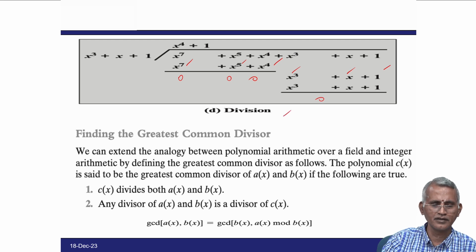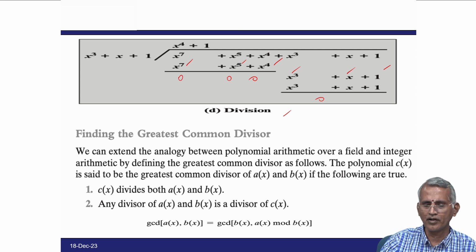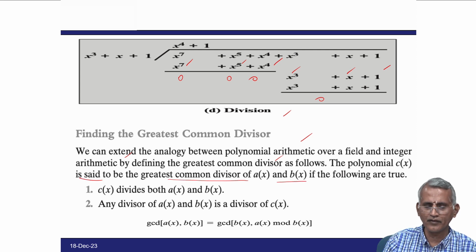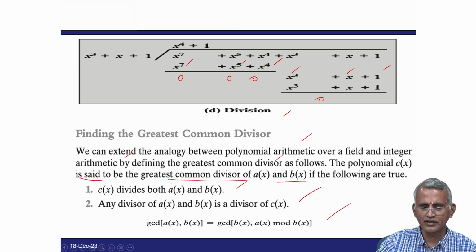Now, next we look at the greatest common divisor. We can extend the analogy between polynomial arithmetic over a field and integer arithmetic by defining the greatest common divisor as follows. The polynomial C of x is said to be a greatest common divisor of A of x and B of x if C of x divides both A of x and B of x, and any divisor of A of x and B of x is a divisor of C of x. Therefore, the GCD of A of x, B of x is the GCD of B of x, A of x modulo B of x. This is the extended Euclidean division algorithm idea.